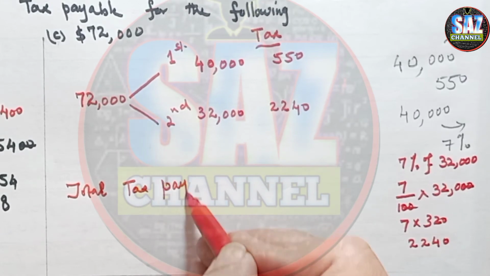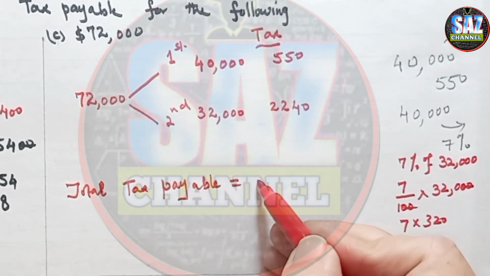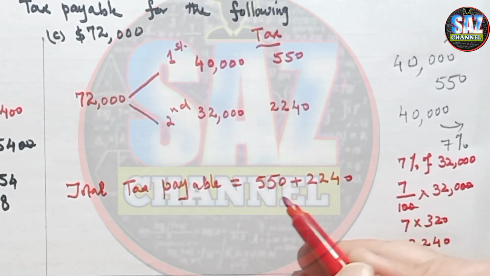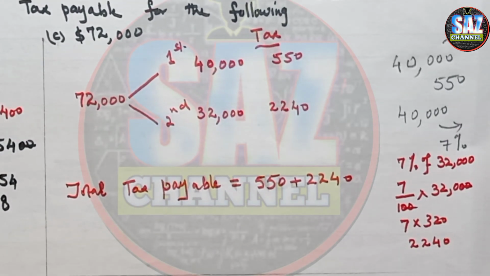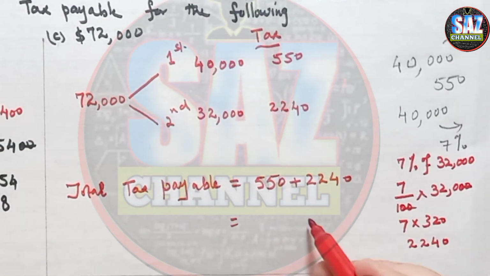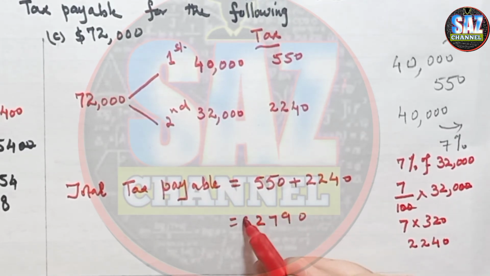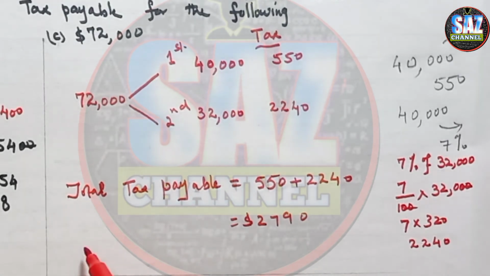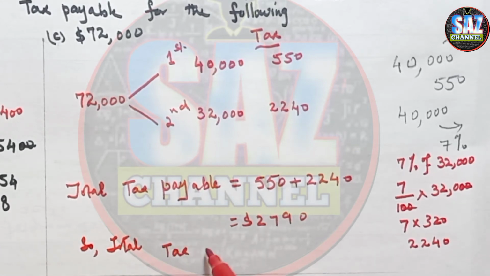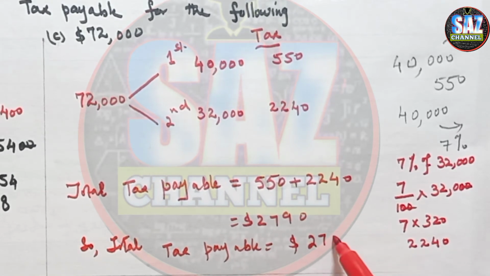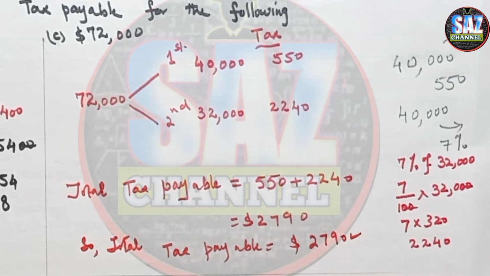So the total tax payable will be equal to 550 plus 2,240, and this will give me 2,790. So the total tax payable equals $2,790. I hope you are clear about this question, and let's move to the last part of the question.